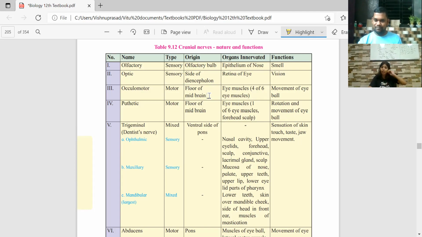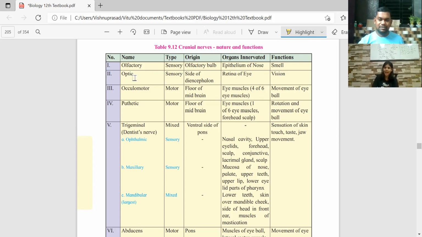And the organs, that means which organ is supplied by the nerve. Your voice is breaking. Am I audible now? You're audible, a little bit breaking.